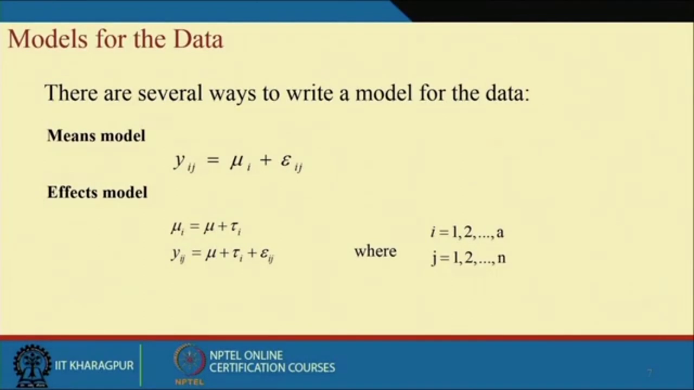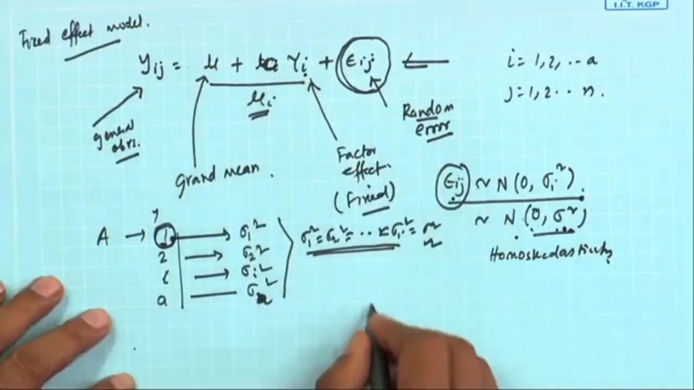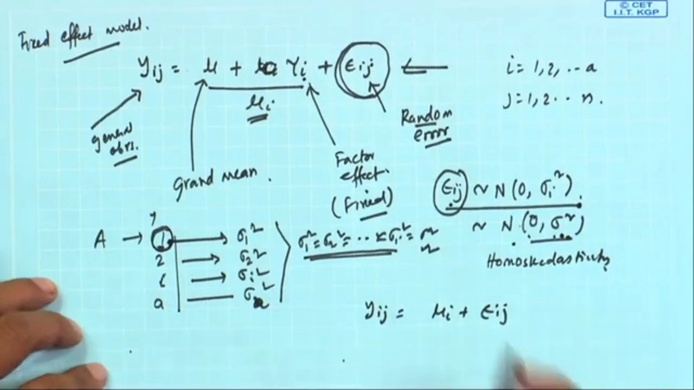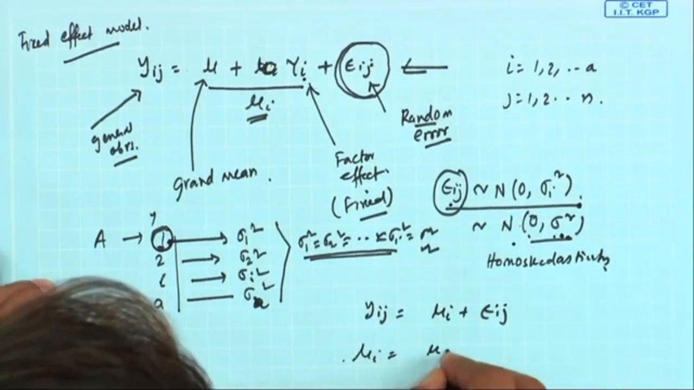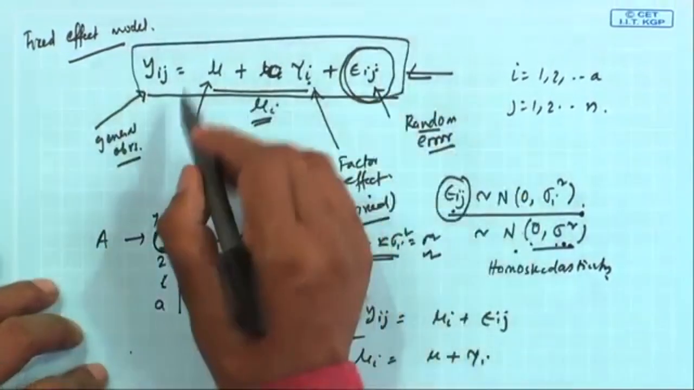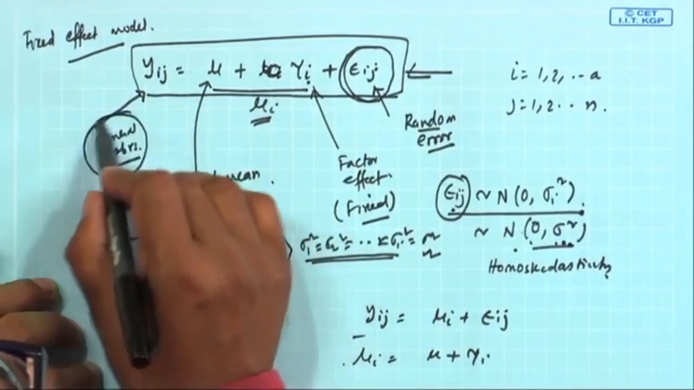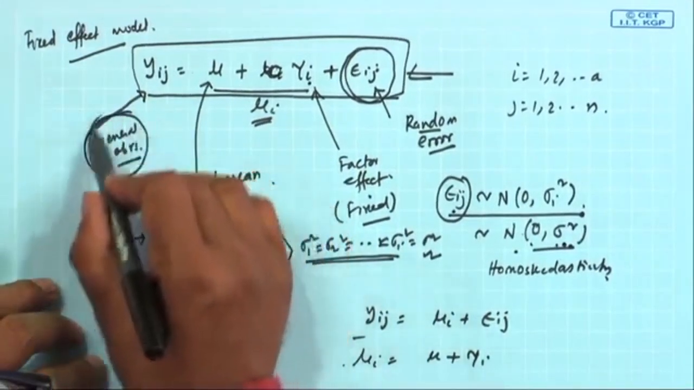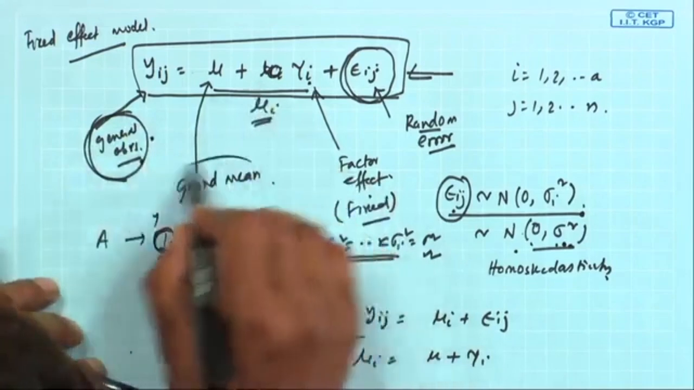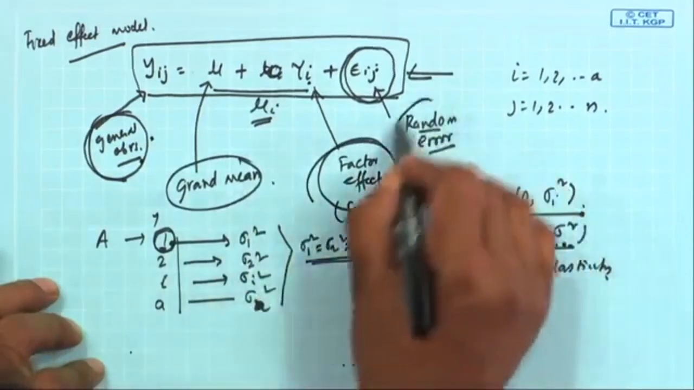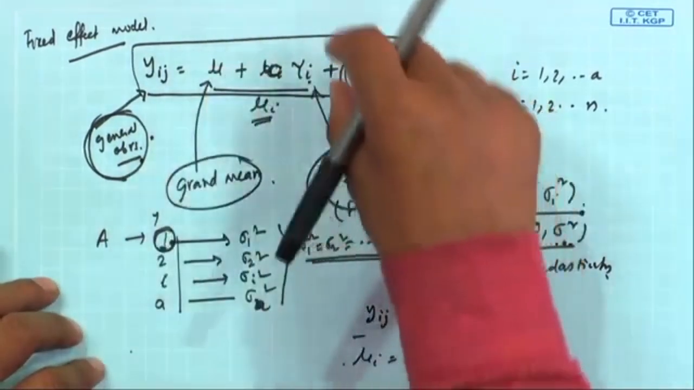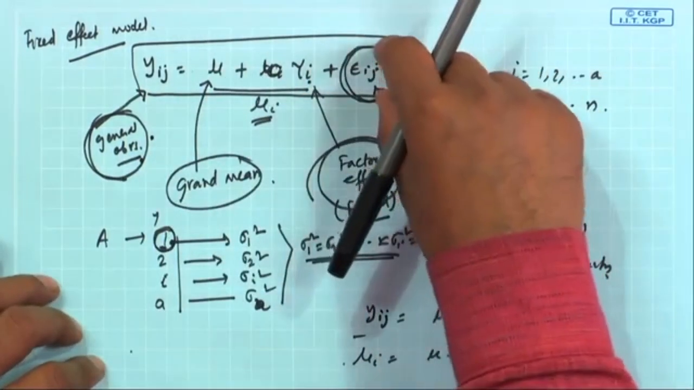So, as I told you, mu plus tau_i, so you can also write that y_ij equal to mu_i plus epsilon_ij. So, then what is mu_i? Mu_i equal to mu plus tau_i. So, this one is known as partitioning also. You see that the total observation, the value of a particular experimental run that you got, you partition into grand mean, fixed factor effect, plus random error. So, it is partitioned into three components: overall mean, factor effect and error.